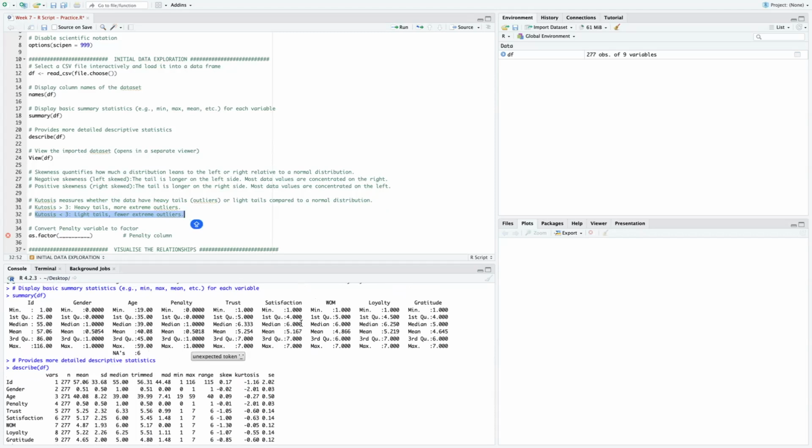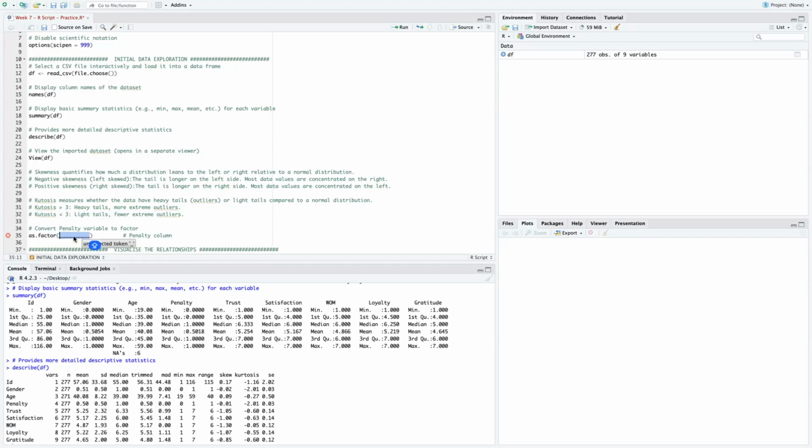And also based on the summary, we know that we have the variable penalty. This variable is measured as a categorical variable, with 0 meaning the customer will not be charged the late checkout fee, and 1 meaning the customer will pay the penalty fee. In the current form, this variable is numeric, and we need to convert it to a factor, or categorical, for further analysis later on. All right, so right here, we would like to convert the penalty variable to a factor.